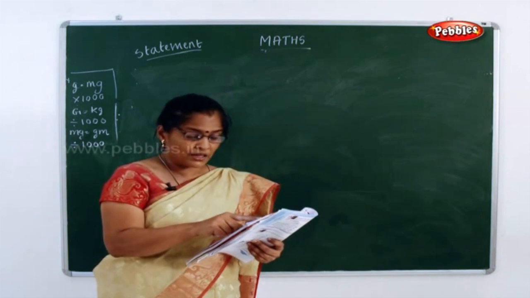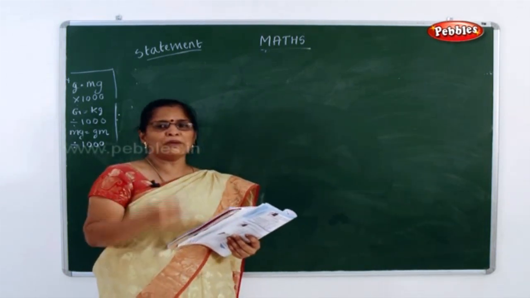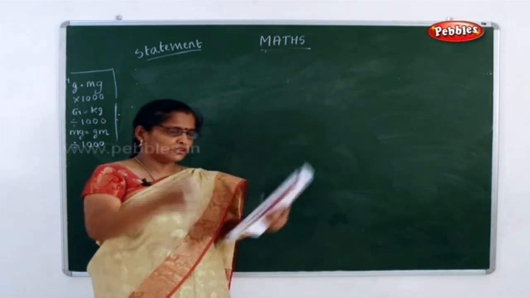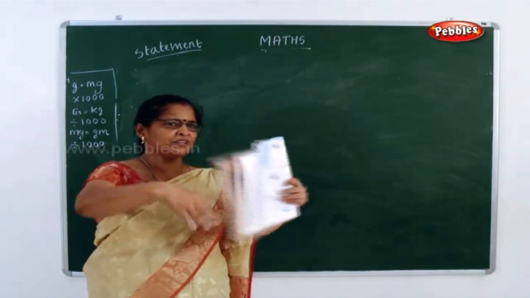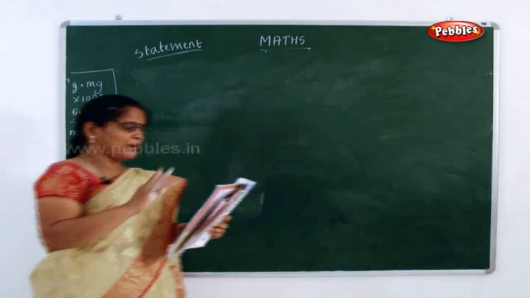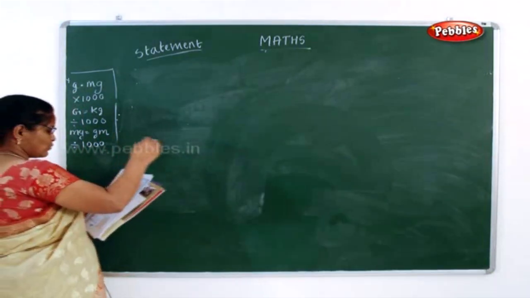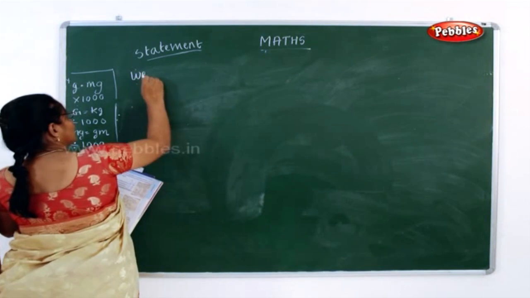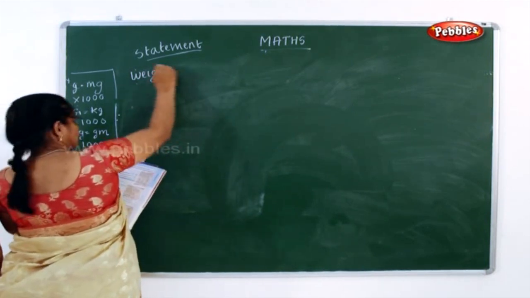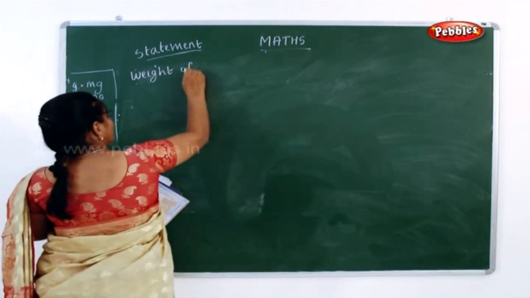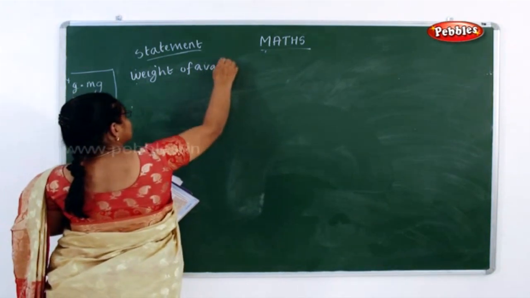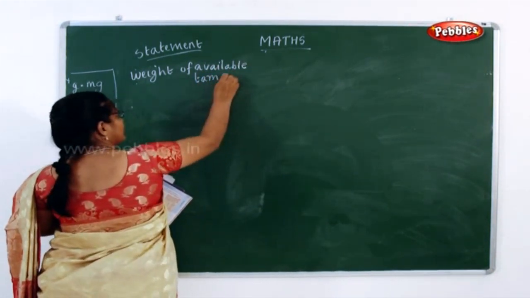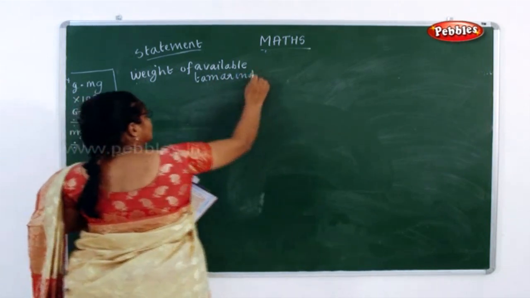Now what is the question they ask? Find the weight of the remaining tamarind. Immediately what you have to do? It has to be minus. Because this much they were having, from that he has sold some. So the remaining means minus. So how will you do your statement sum here? Weight of available tamarind, because this was available here.